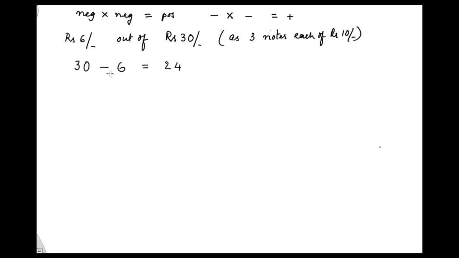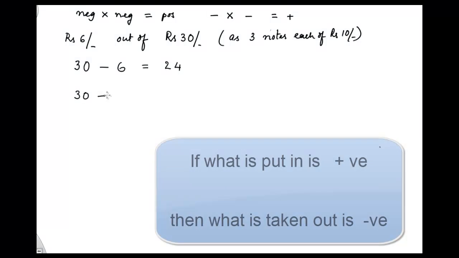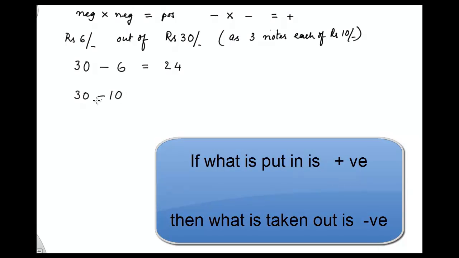But this process of taking out 6 from our purse is done in a slightly different fashion, because we don't have 6 rupees in our purse. All we have are 3 notes, each of 10. So the minimum thing that we can take out of the purse is a 10 rupee note. So we have initially 30 in our purse. We take out one 10 rupee note. Since we take it out, it is minus 10. And we give this as payment to the person.